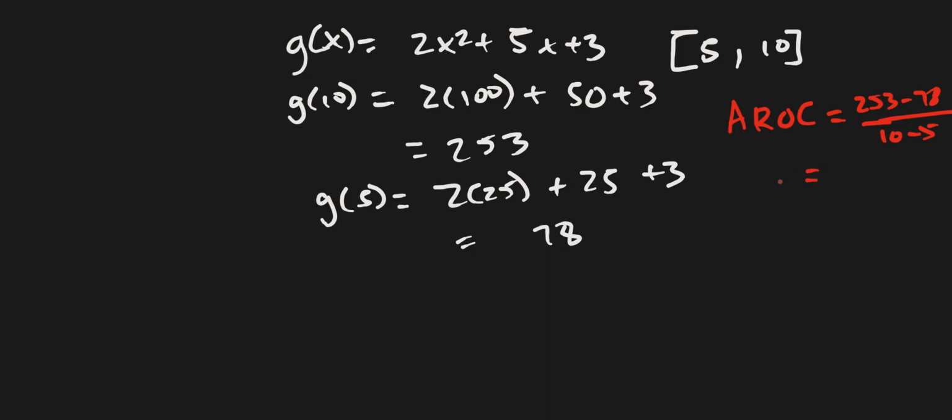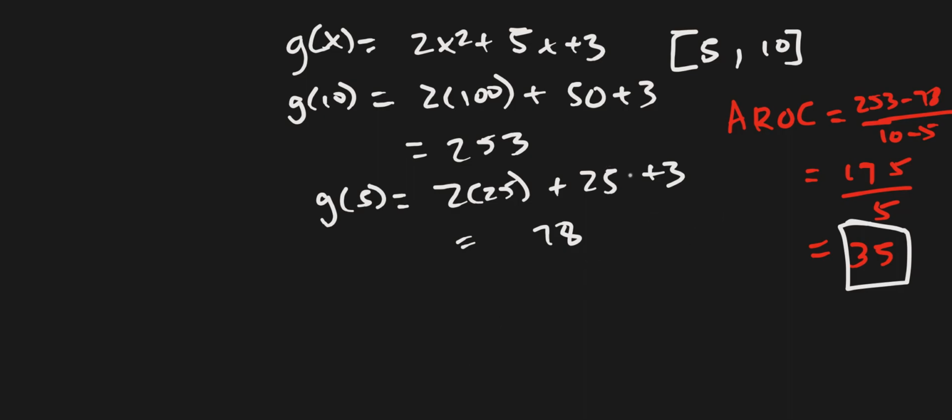So what's 253 minus 78? 253 minus 78 is going to be equal to 175. 175 divided by 5 is just equal to 35. And that's the average rate of change, the slope of the secant line going through x equals 5, x equals 10 through the function g of x at those 2 points.